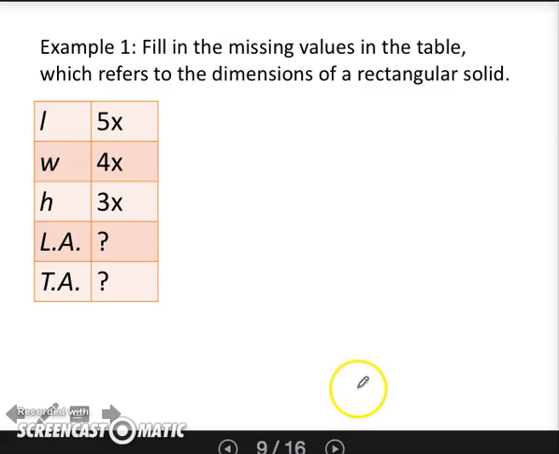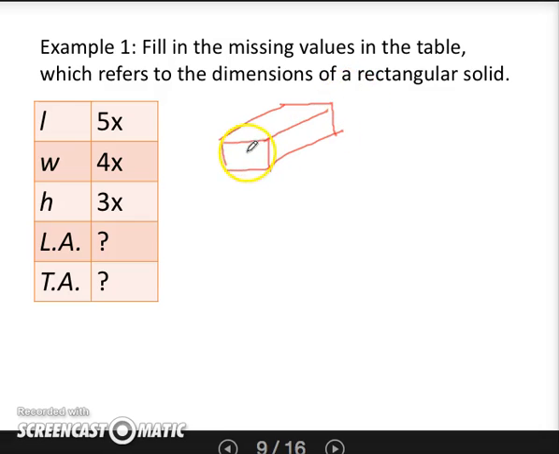Let's do an example problem. We're asked to fill in the missing values in this table, which refers to the dimensions of a rectangular solid. All right, well, I like to draw a diagram to start out with. Here's my rectangular solid. I'm told that the height is 3x. The reason I'm skipping to height is that height is an important part of the formula that we're going to use for the lateral area.